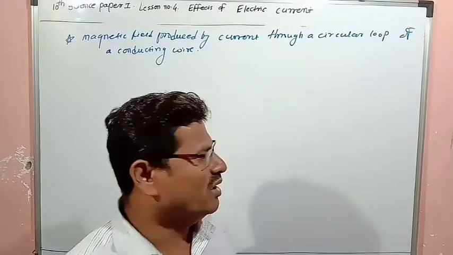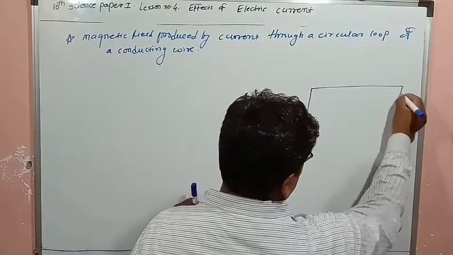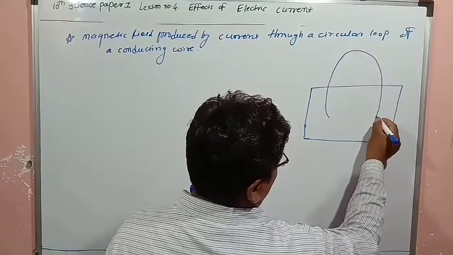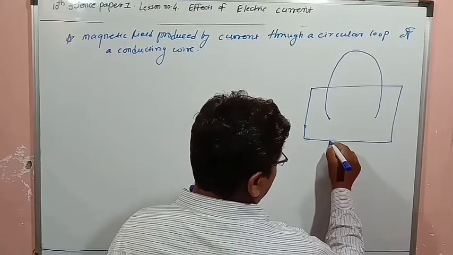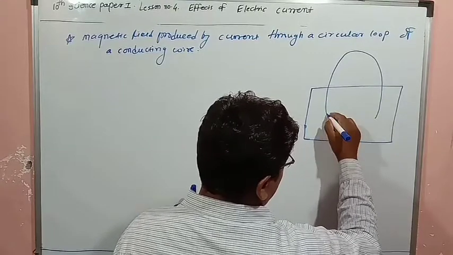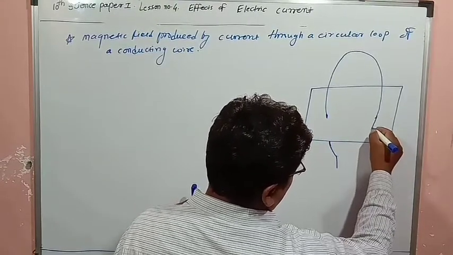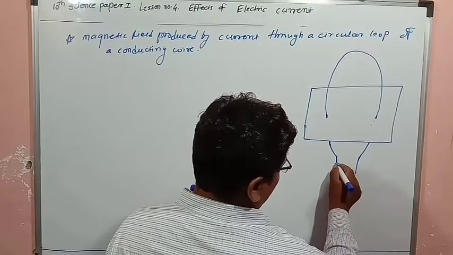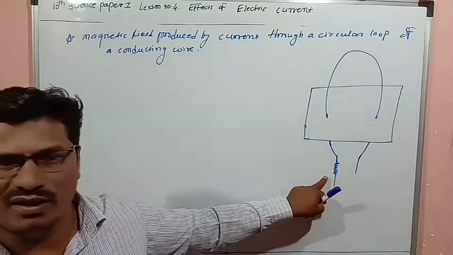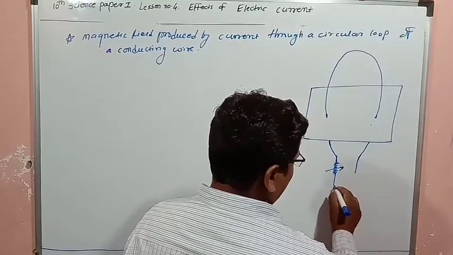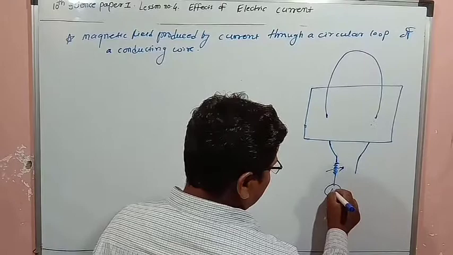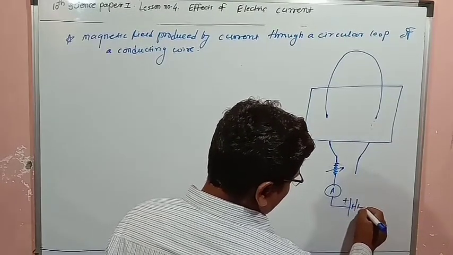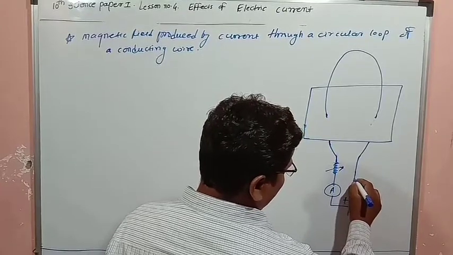One activity is given. You have to take a card sheet and make a circular loop of conducting wire, like this. Here you will connect a rheostat. After that you have to connect an ammeter here. After the ammeter you take that end to the positive of the battery, and the other end to the negative.